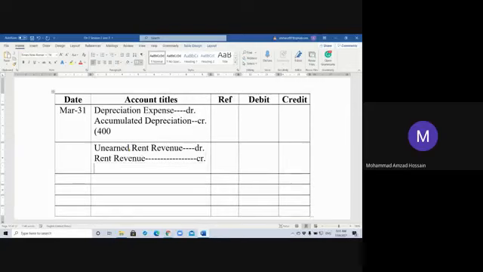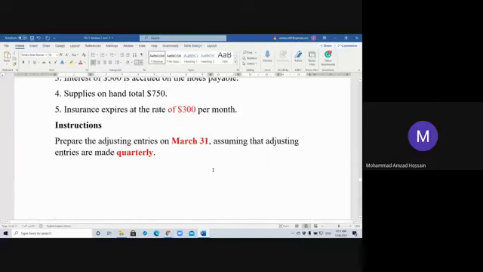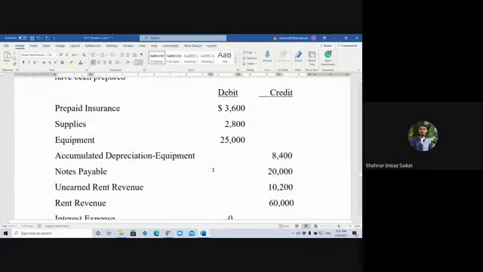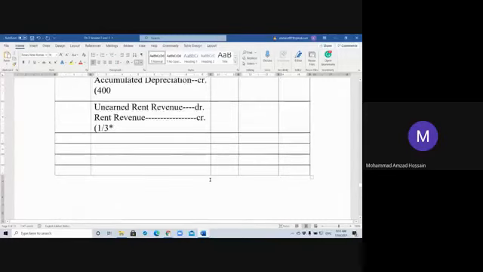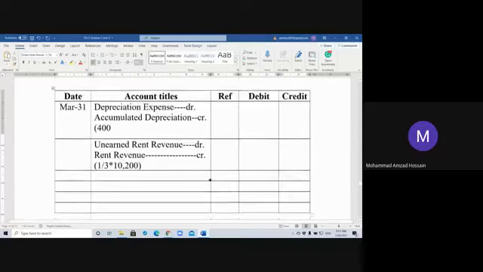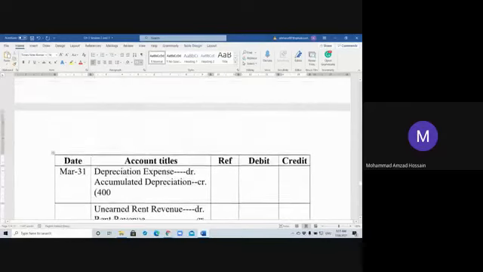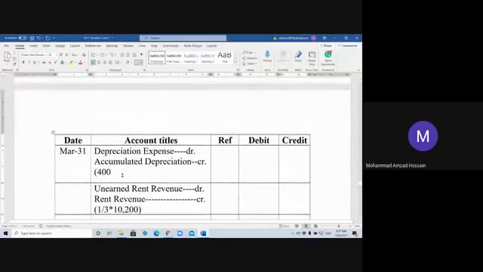So 1/3 of the unearned revenue has been earned. What is the amount? 10,200. Okay. And what will be the depreciation amount? I forgot about depreciation. It will be 3 months, so it will be 1,200.